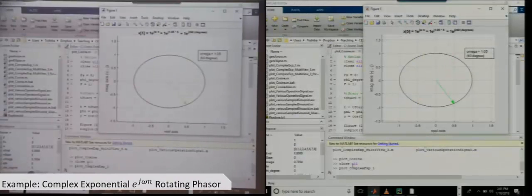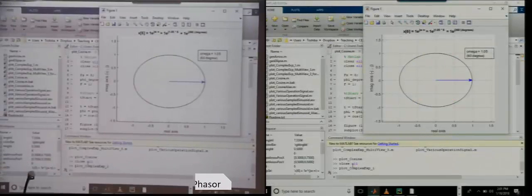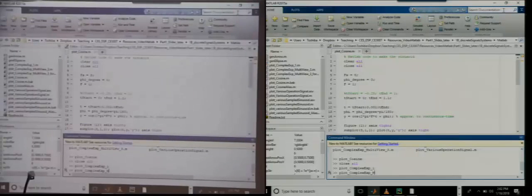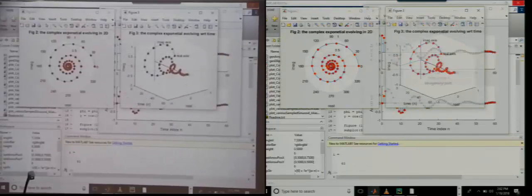That is a vector and it's rotating with respect to e^(jωn). That's one way to understand e^(jωn). Second way to understand e^(jωn): I'll plot three things. Okay, I'm going to run it for you again.